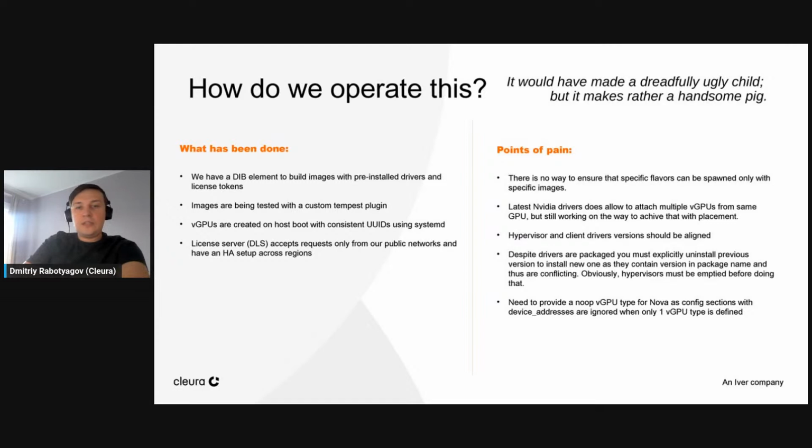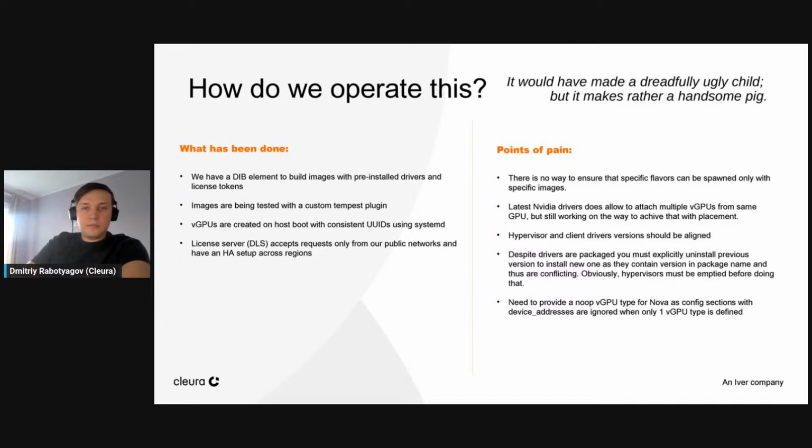Also, if only one GPU type is supported, so basically you configured one profile for all GPUs, and you are not using Cyborg, you will need to add a new device type into the Nova configuration, because otherwise config sections are simply ignored when just one type is provided in the config. So it checks literally for the length of available types.